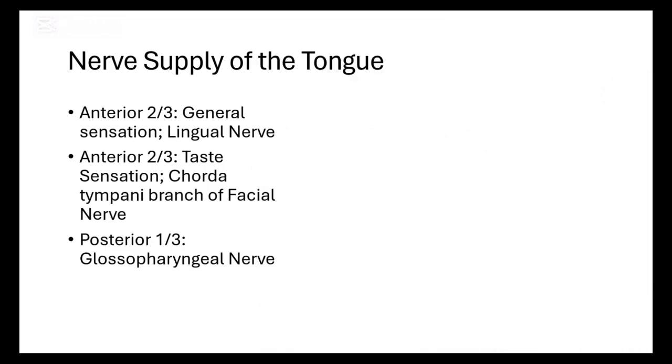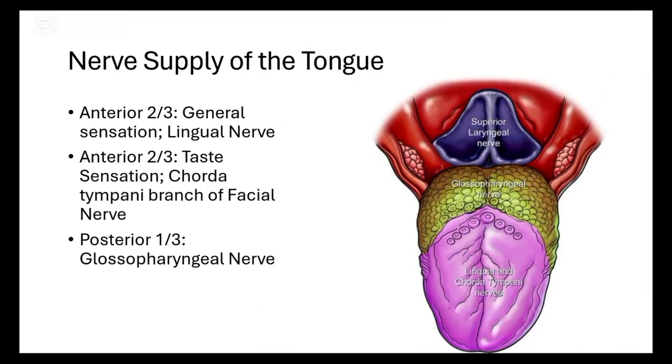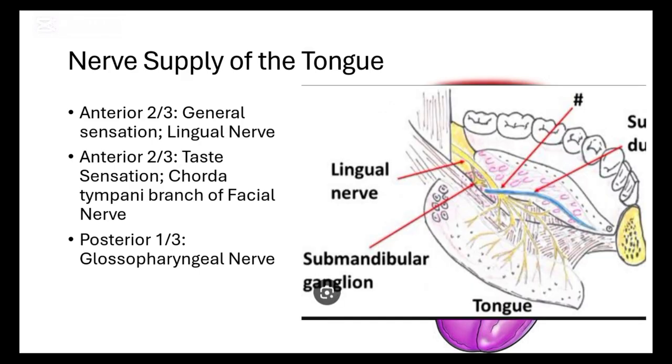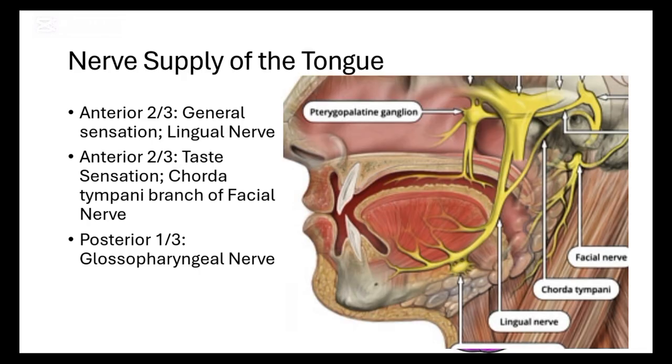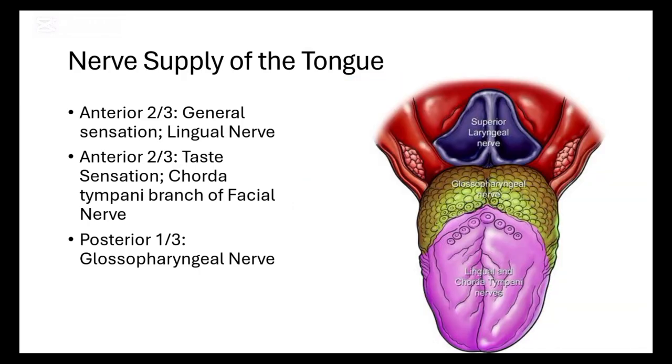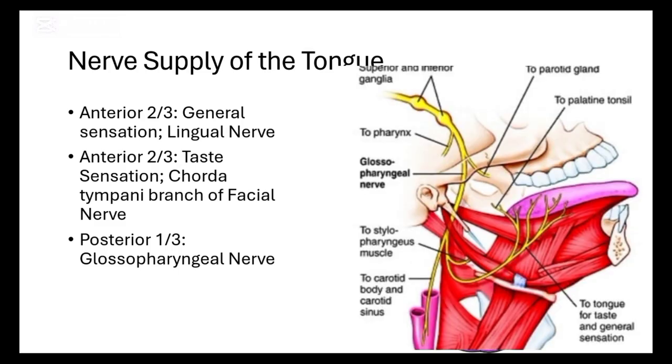Finally, the nerve supply of the tongue. For the anterior two-thirds, general sensation is supplied by the lingual nerve, a branch of the mandibular division of the trigeminal nerve. Taste sensation is supplied by the chorda tympani branch of the facial nerve. For the posterior one-third, both general and taste sensation are supplied by the glossopharyngeal nerve.